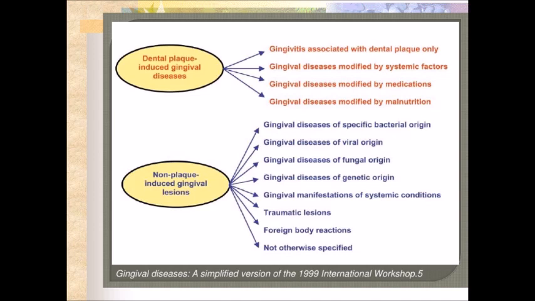Second, we will be writing gingival disease modified by systemic factors, gingival disease modified by medications, gingival disease modified by malnutrition. Coming on to the non-plaque induced gingival disease: of specific bacterial origin, gingival disease of viral origin, gingival disease of fungal origin, gingival disease of genetic origin, and gingival manifestation of systemic conditions, traumatic lesion, foreign body reaction, and not otherwise specified.